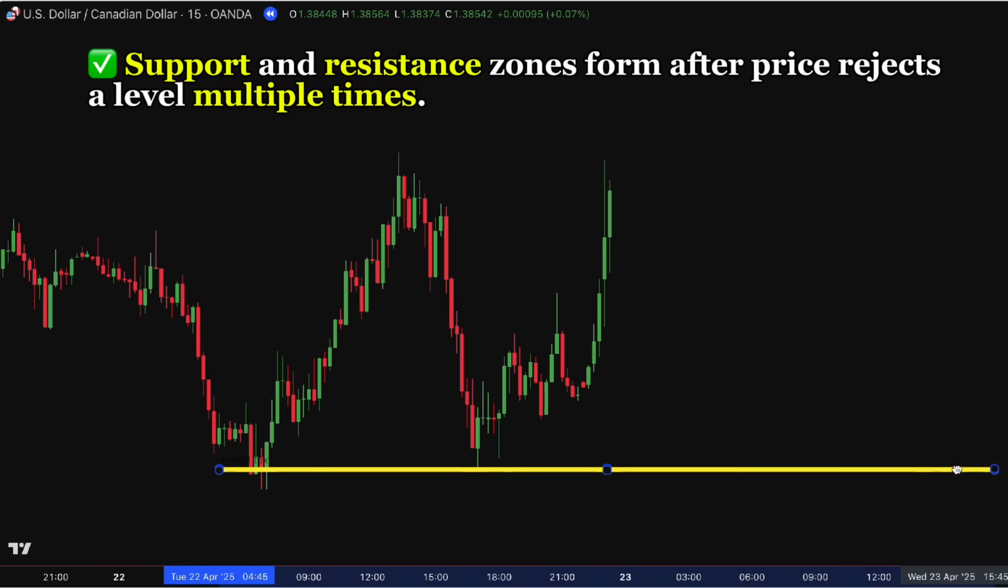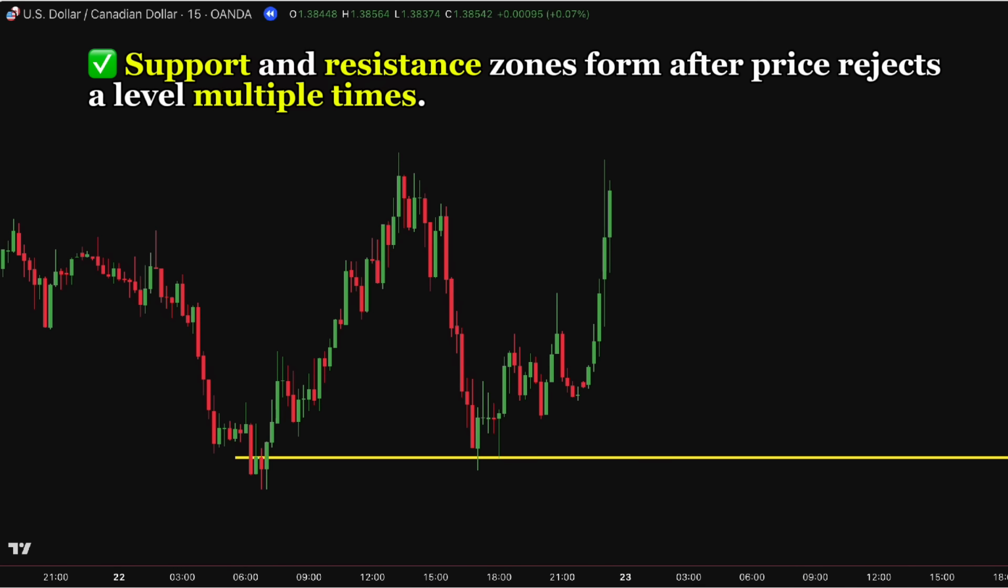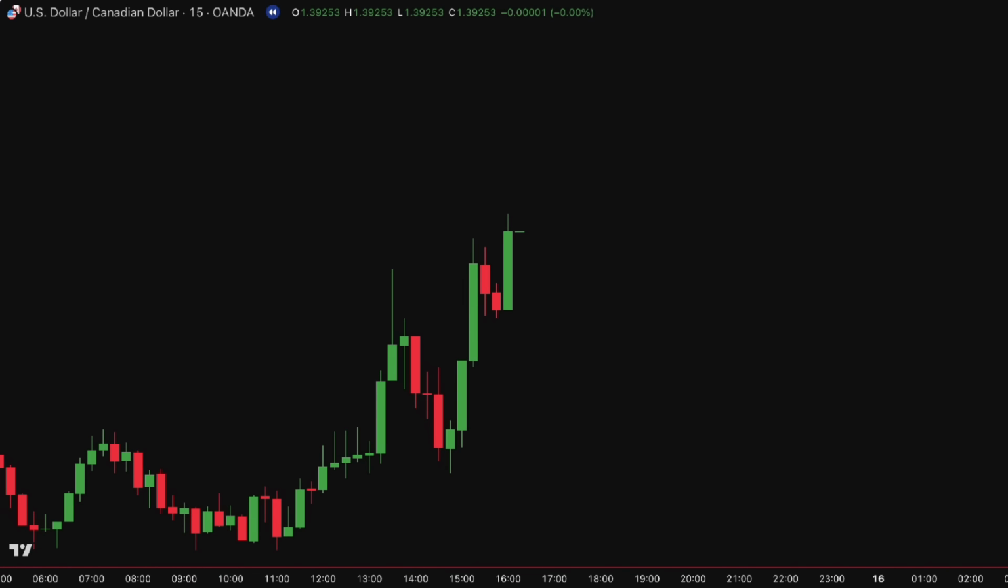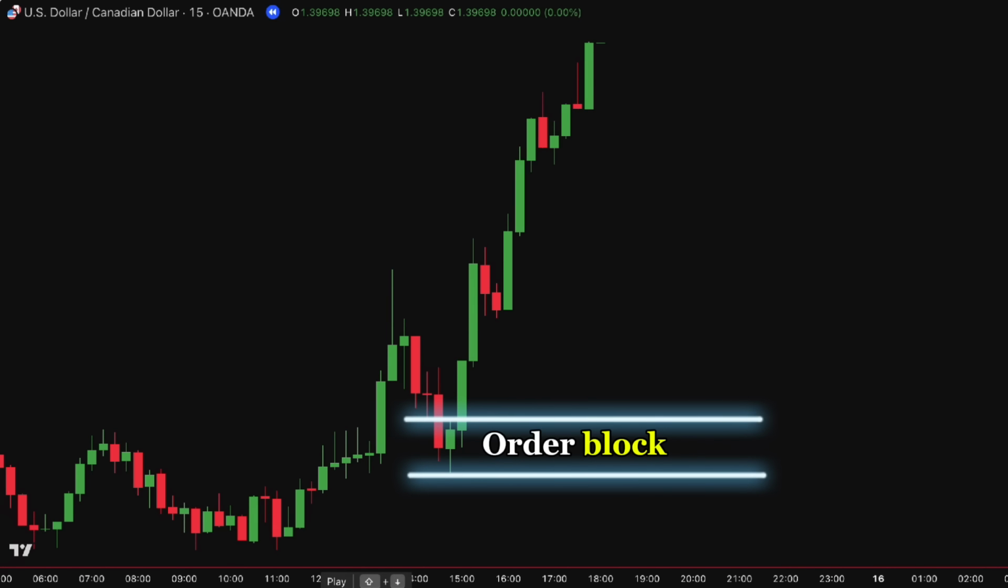Support and resistance zones form after price rejects a level multiple times. For example, if price bounces off a level once, then again later, that repeated rejection gives us a reason to draw a support or resistance line. But order blocks? They're not based on rejection. They're born from aggressive moves made by big players.